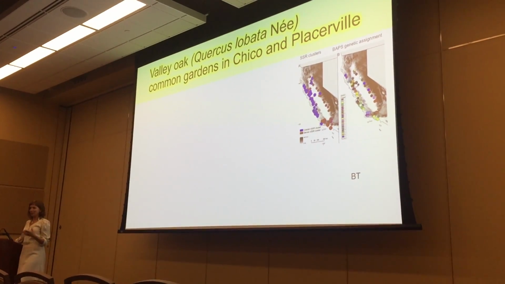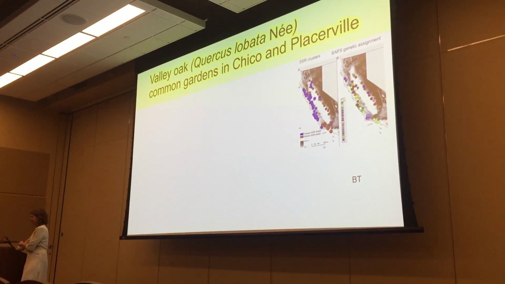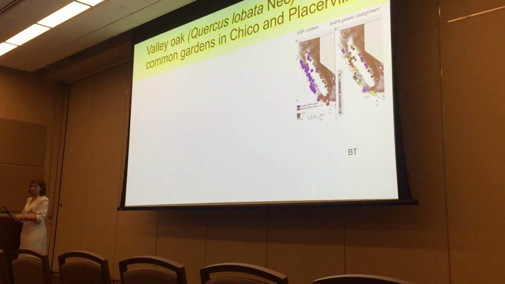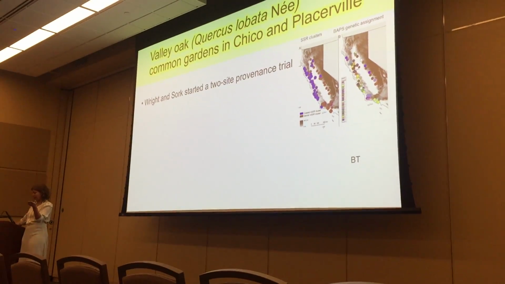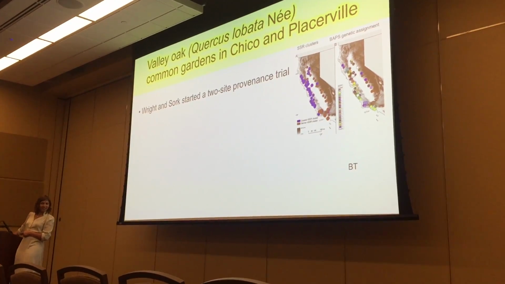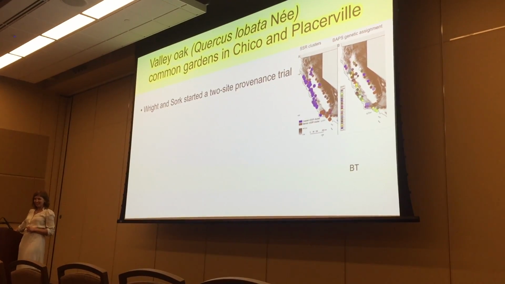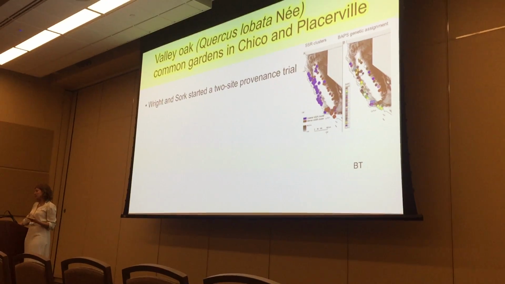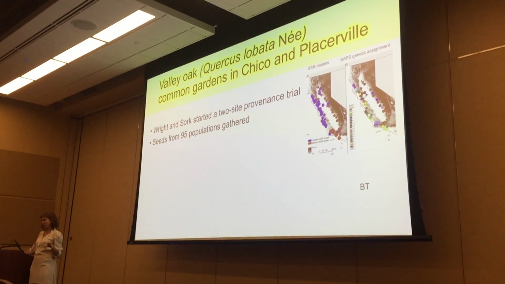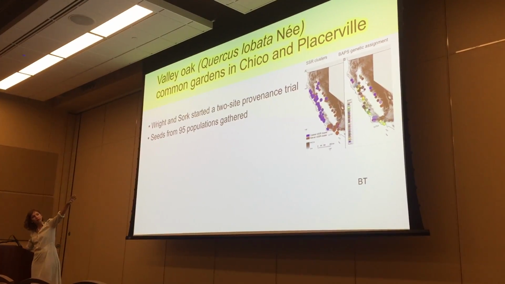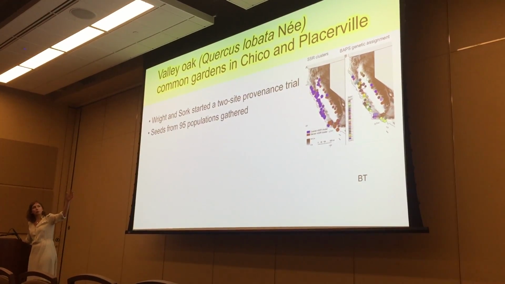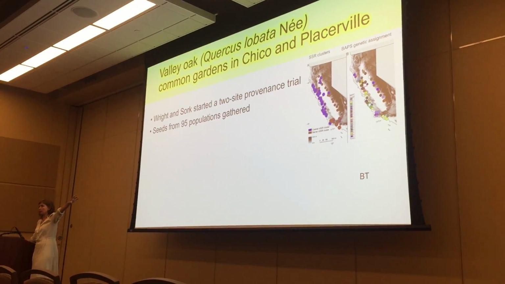Okay, so now I'm going to tell you about the actual project that you're here to learn about. The Valley Oak Common Gardens in Chico and Placerville project was actually started several years ago by Jessica Wright, who's here in the room, and Victoria Sork. And if there are others that I'm missing that went into the initial design, tell them that. Okay, so this is a two-site provenance trial. And they gathered seeds from 95 different populations across California, which is a biodiversity hotspot, I don't need to tell you all that, but each population seems to have its own genetic group.